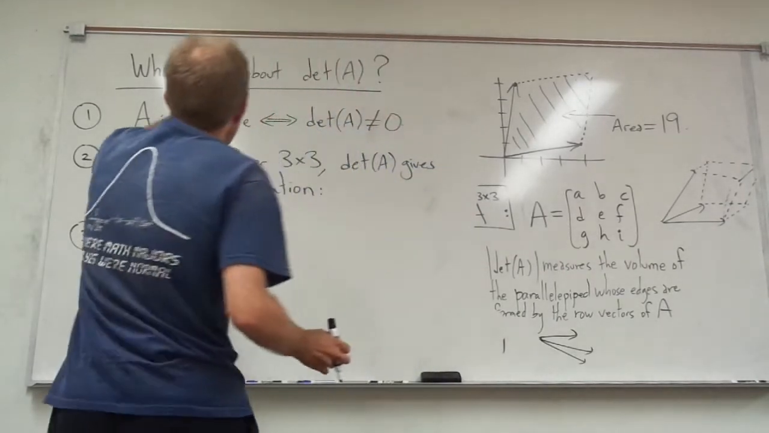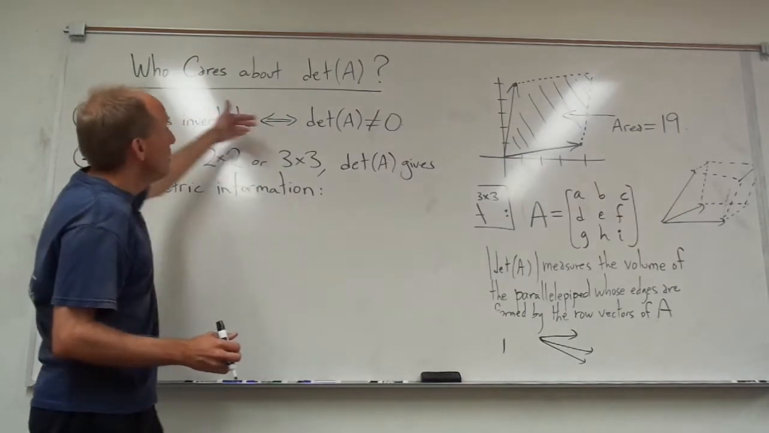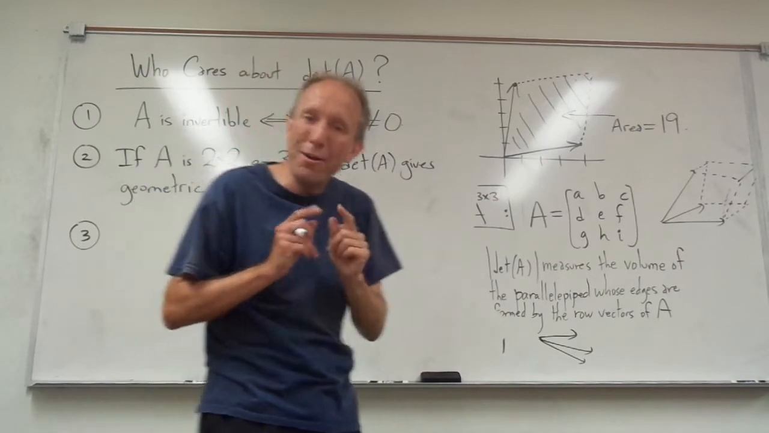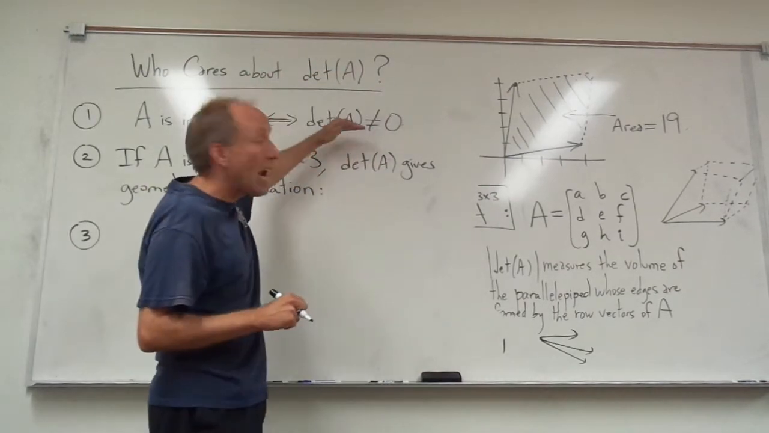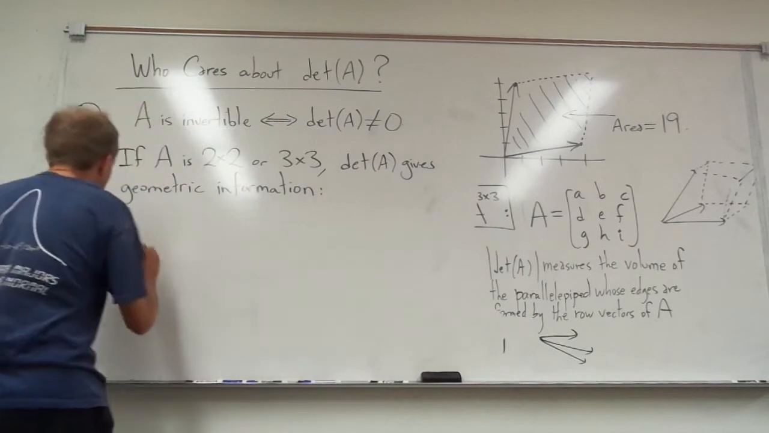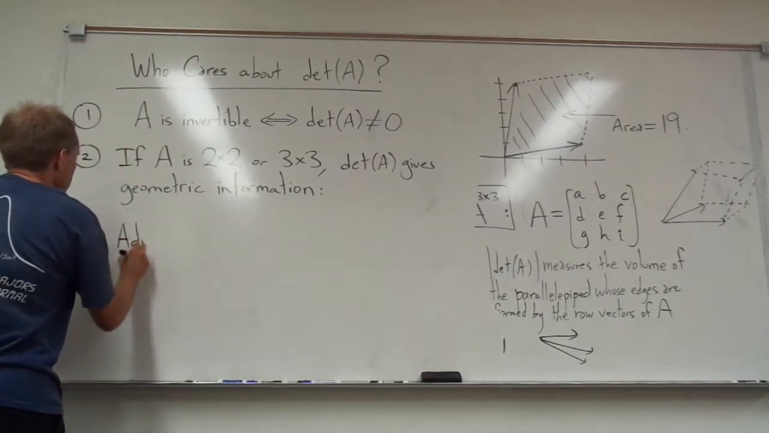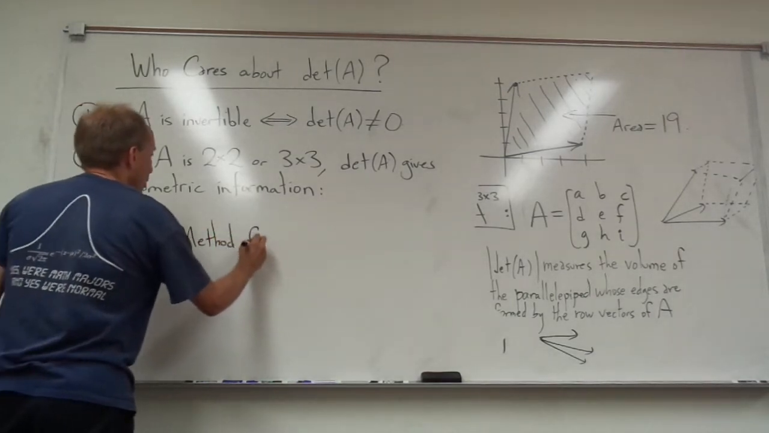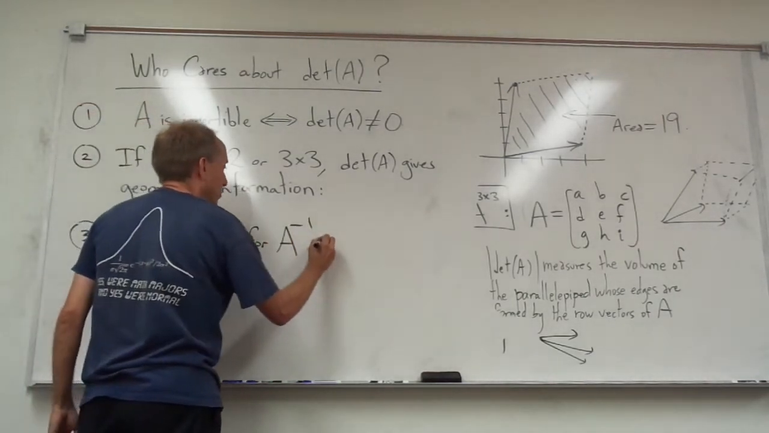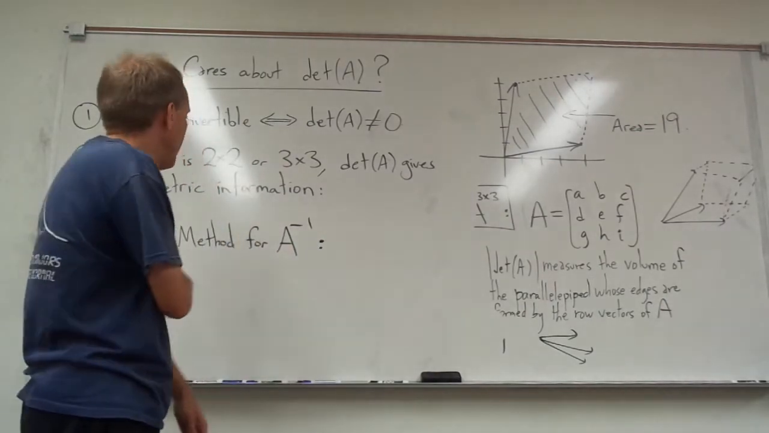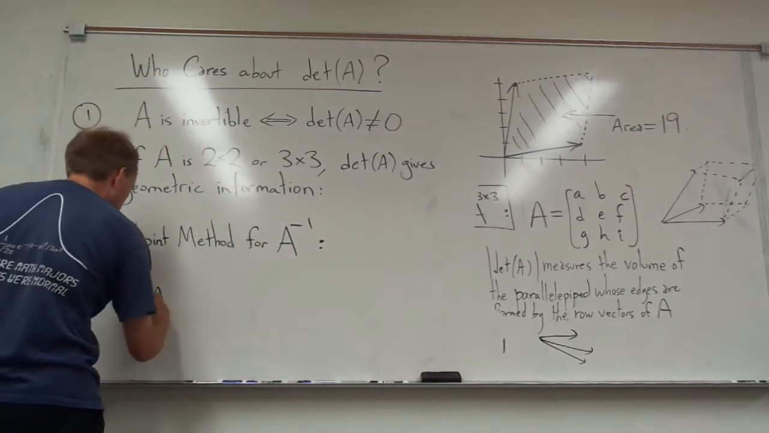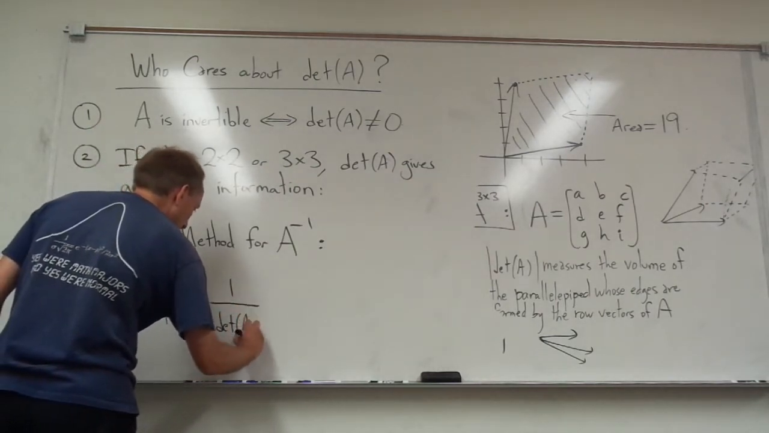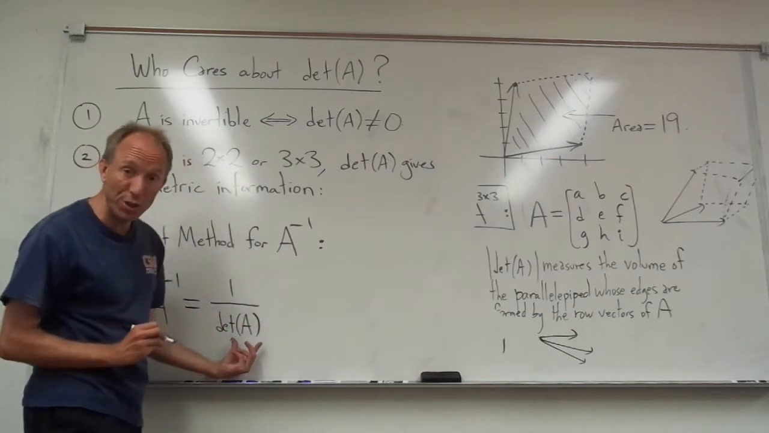Okay? So we can test whether the matrix is invertible by calculating its determinant and seeing if it's not 0. But even better than that, if the determinant is not 0 and we have an invertible matrix, we get what's called the adjoint method or adjoint formula for A inverse. And I'm going to write down the formula first, and then I will explain it. So the formula is the following. 1 divided by the determinant of A.